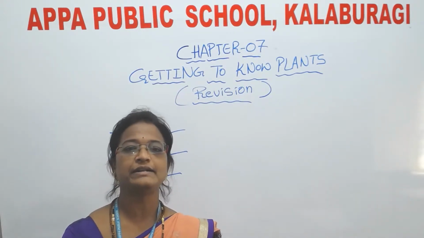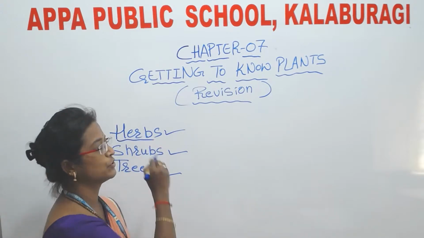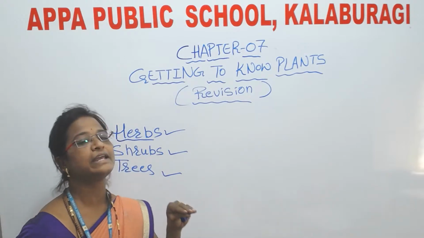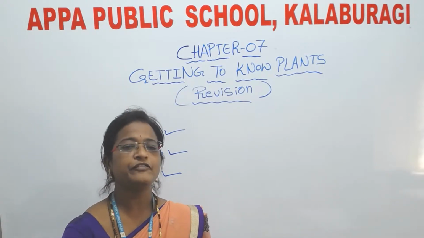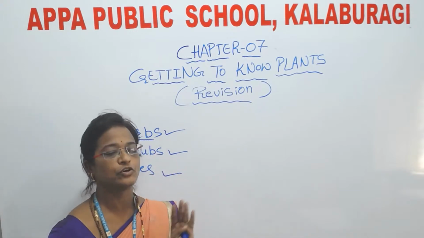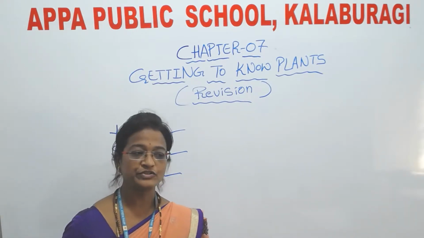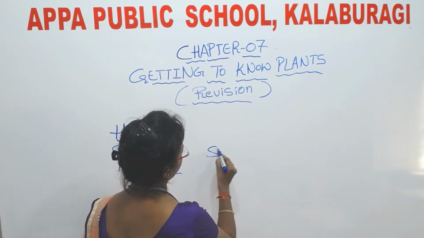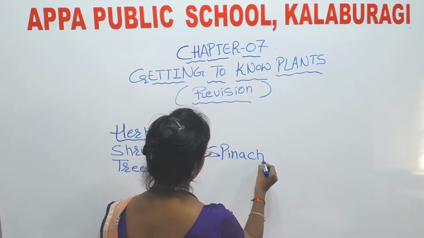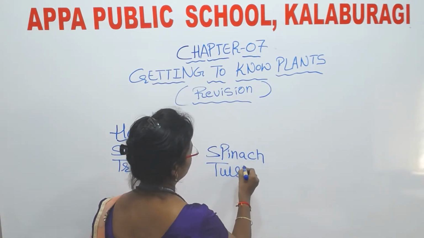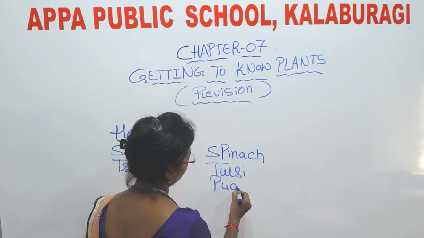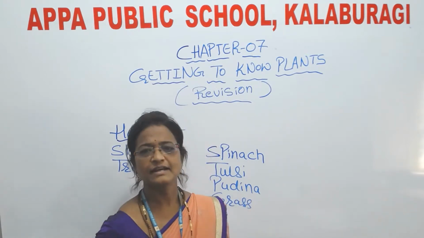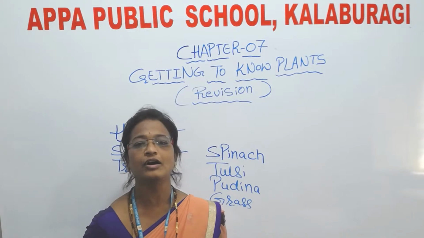We can easily bend the stem of herbs. And herbs are very short in height, and there are only few branches for these types of plants. Now, can you tell me the examples? The examples are spinach, tulsi, pudina, grass, and so on. These types of plants are called herbs.